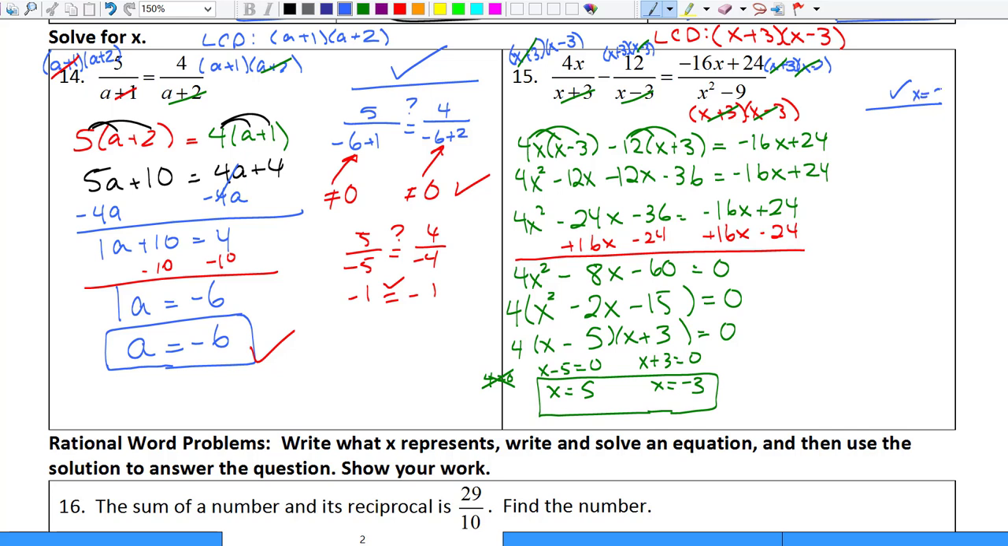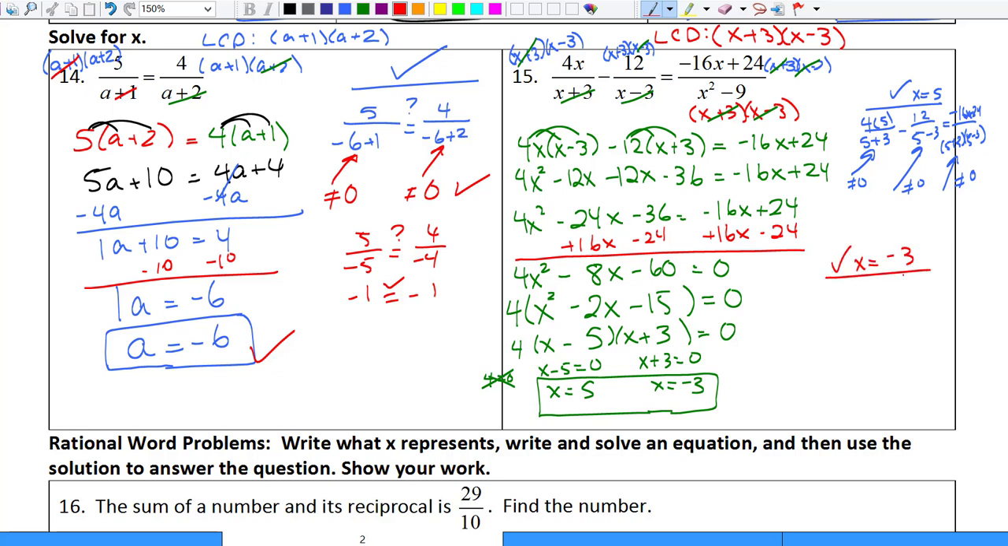So if I'm checking x equals 5, I have 4x over x plus 3. Does 5 plus 3 equal 0? Nope, that's good. Minus 12 over 5 minus 3. Is 5 minus 3 0? Nope, that's good. And then the last one is a factor of 5 plus 3 and 5 minus 3 over the numerator. But again, the denominator is the thing I worry about. 5 plus 3 is 8, 5 minus 3 is 2, 8 times 2 is not 0. So when you plug it in, it's not 0, it's not 0, it's not 0. Yay, I'm good.